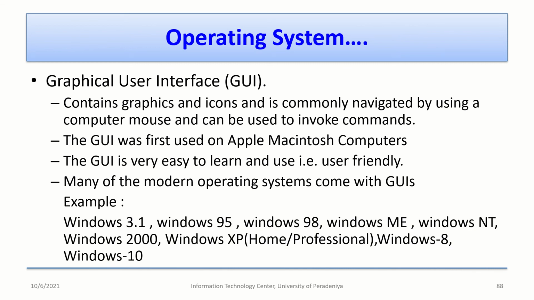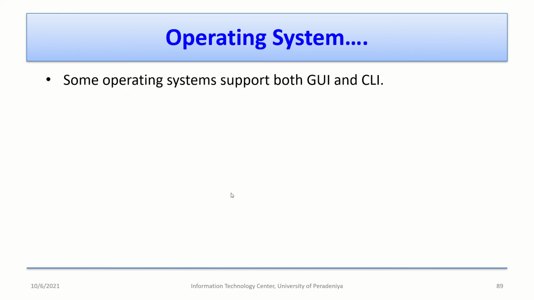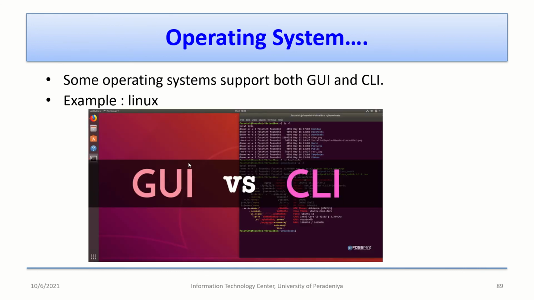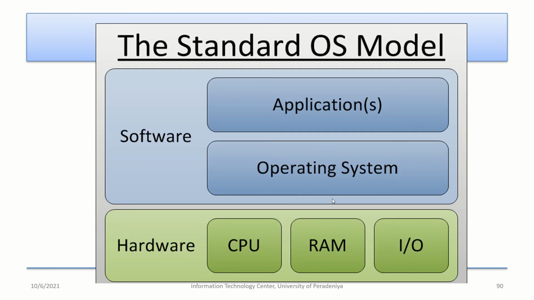So in here we have some versions, right? This is the evolution of Windows operating system. Some operating systems support both GUI and CLI mode. As I told earlier, in Linux operating system, we have a GUI mode and the CLI mode as well, right? Okay. So this is the standard operating system model or the layered architecture, right?